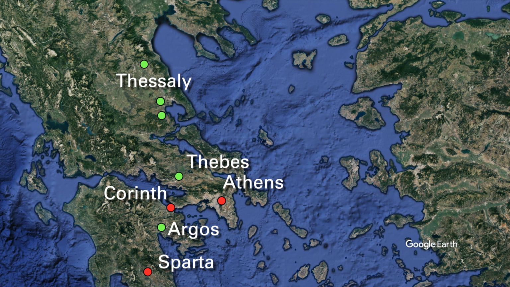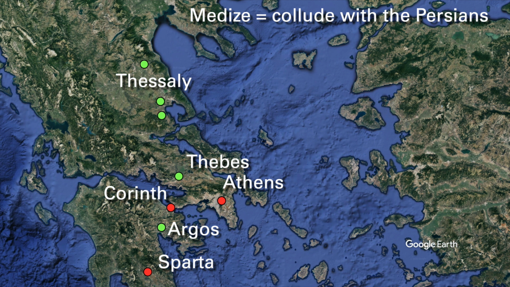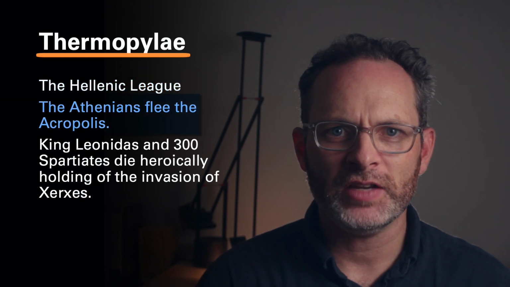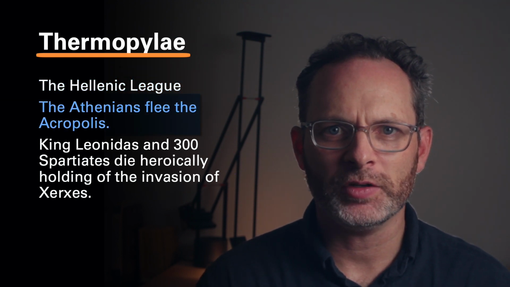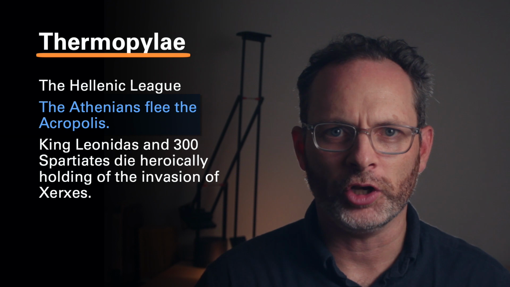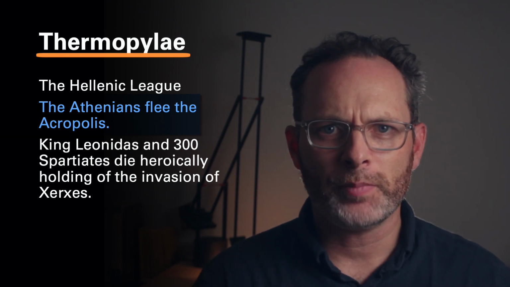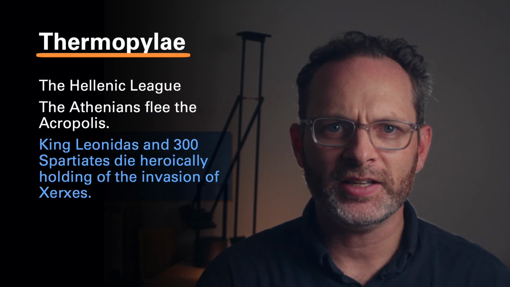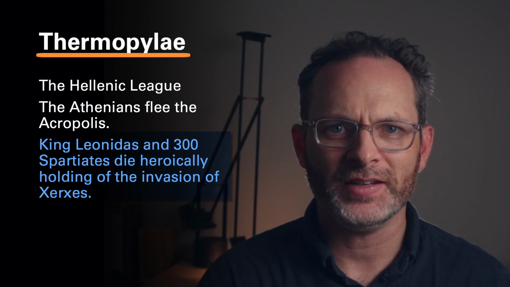These cities were considered to Medize. Mede is another name for the Persians. They were the ones that gave earth and water to the invading army of Xerxes. That is, they made a show of submission to the Persian king. Upon the approach of the Persians, the Athenians evacuated their home city of Athens and moved to Salamis and Troezen across the Argolic Gulf.